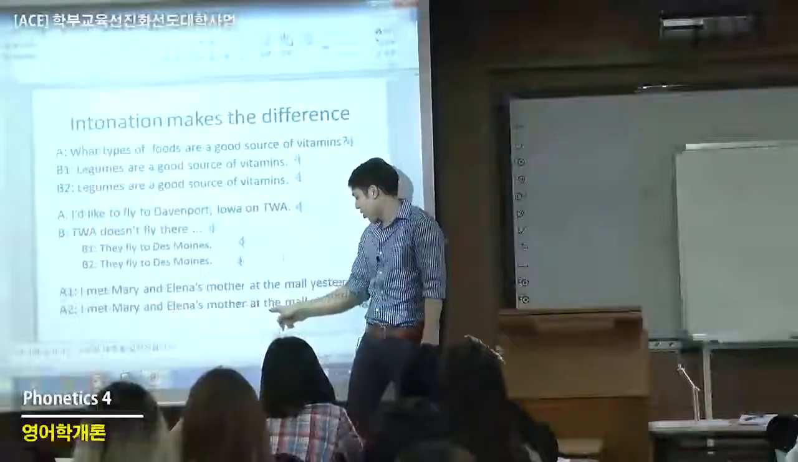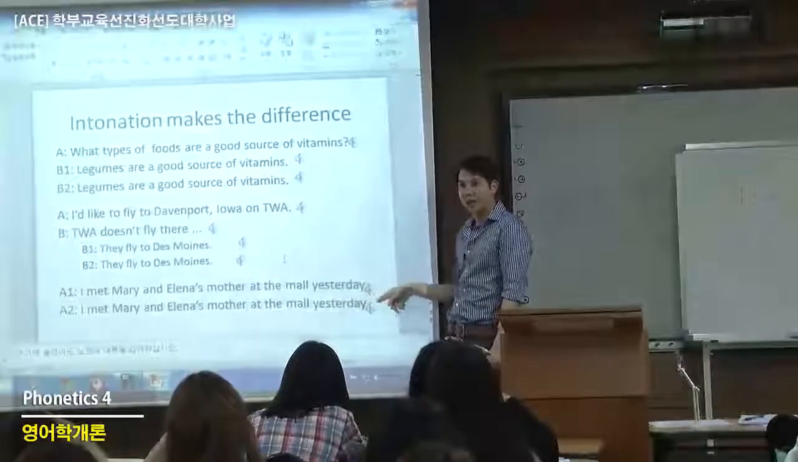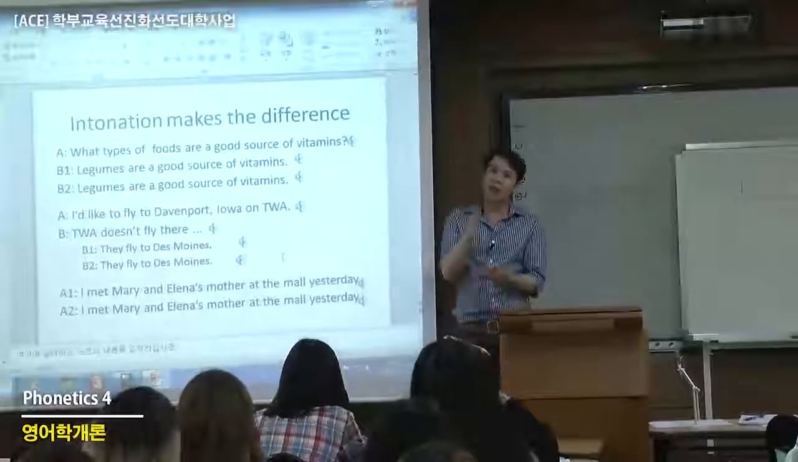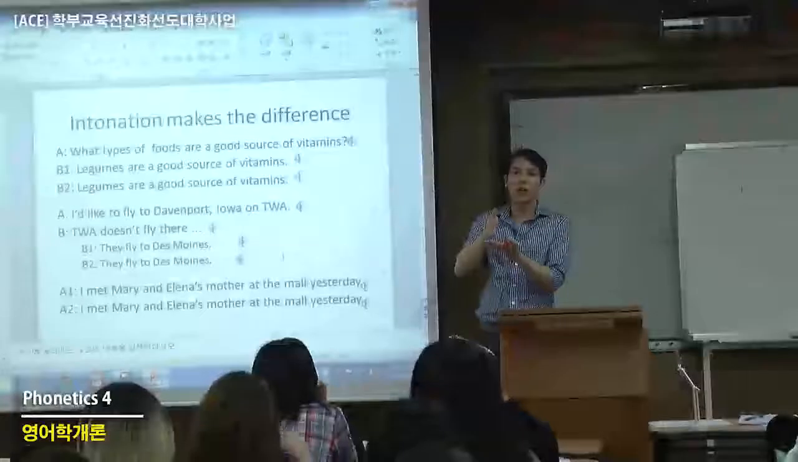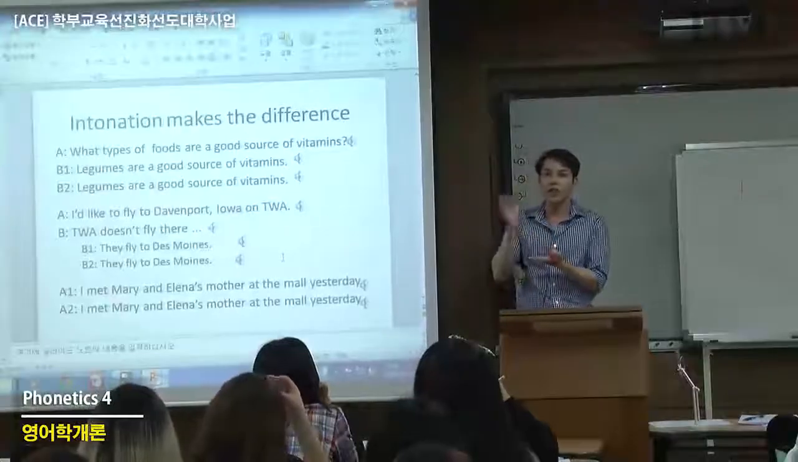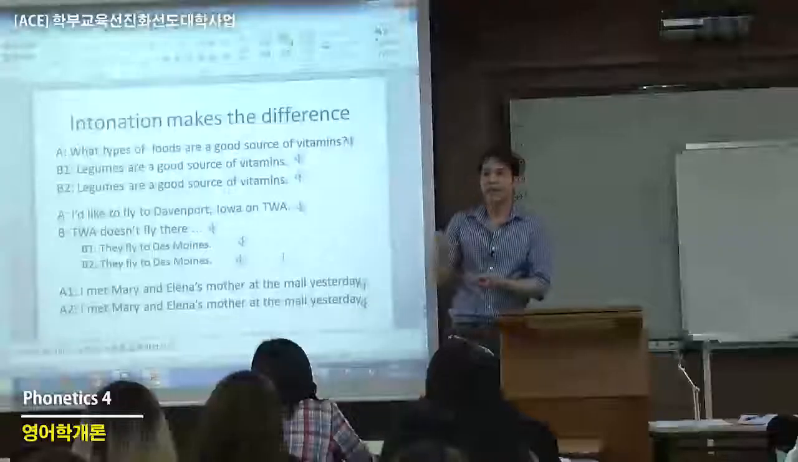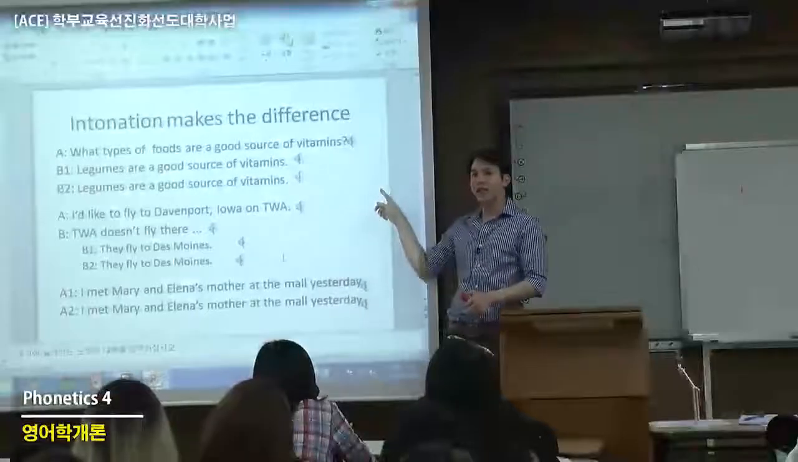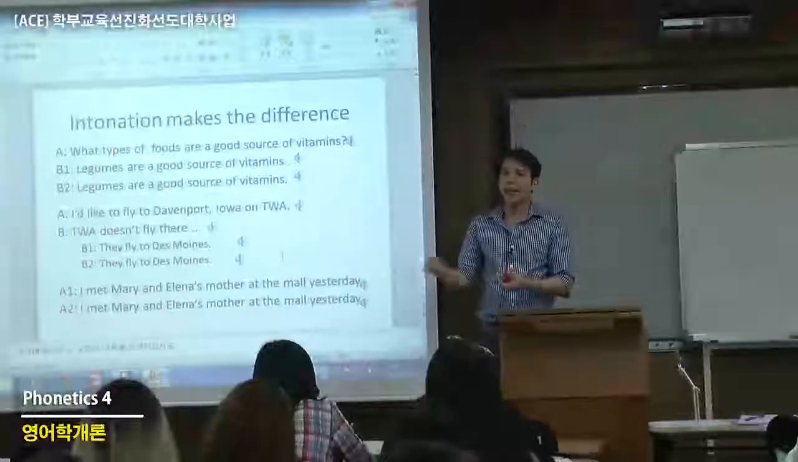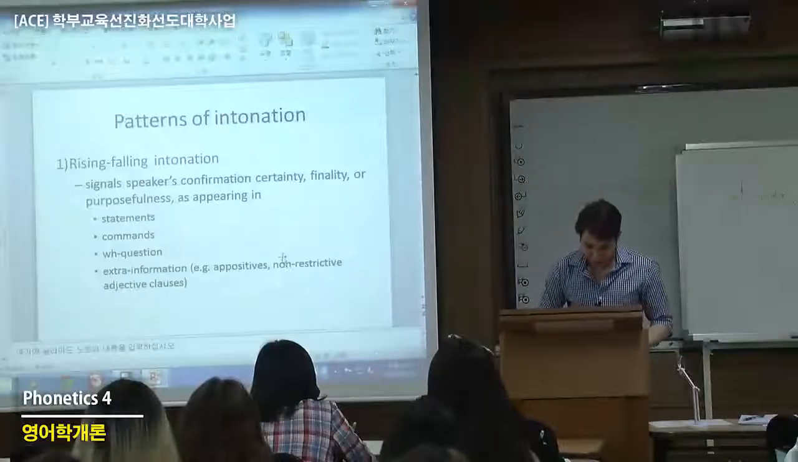And Elena's mother at the mall yesterday. For here, you can end with a falling tone. So when you have a falling tone, falling intonation, it means you signal the end of it, okay? The end of it, no more question, certainty, finish, like that, command, statement. But if you have the rising tone, it means you have something else to say. It's not the end, it's not finished, okay?